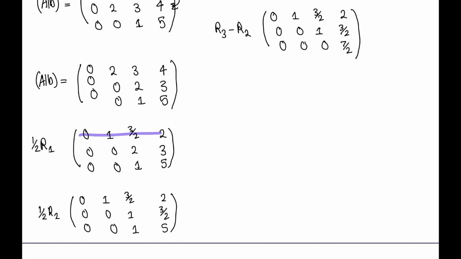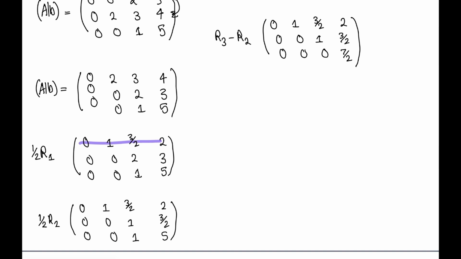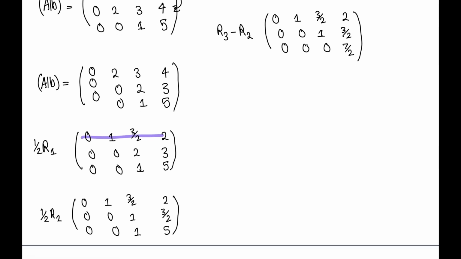So now we are left with this matrix, which tells us that y plus 3 over 2 z is equal to 2, z is equal to 3 over 2, and then 0 is equal to 7 over 2, which of course is not possible. So this system of equations has no solution.